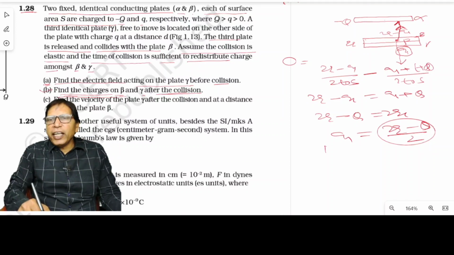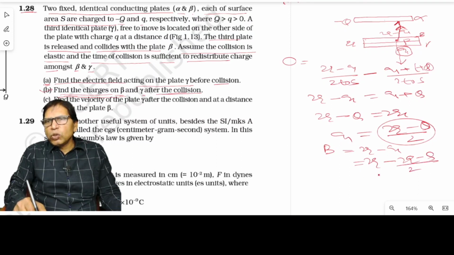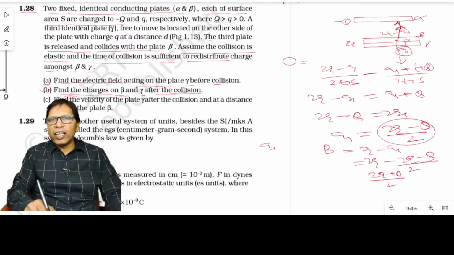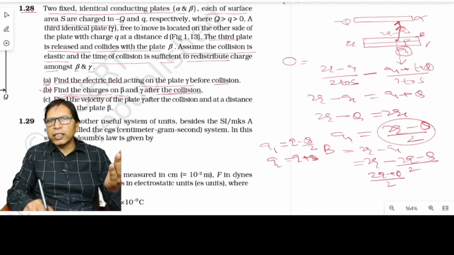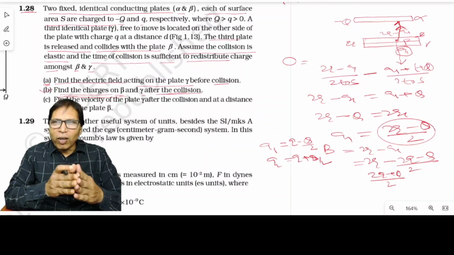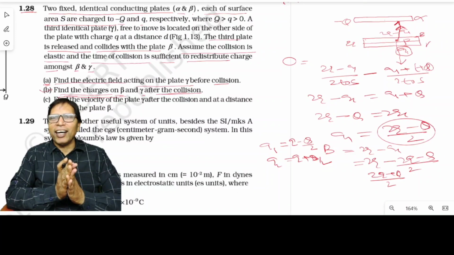And the charge on beta is 2q minus q1. So this is 2q minus (2q minus q) by 2, so the charge becomes (2q plus q) by 2. Okay, no problem. Here q1 equals (2q minus q) by 2, and q2 equals (2q plus q) by 2, the charges on gamma and beta.